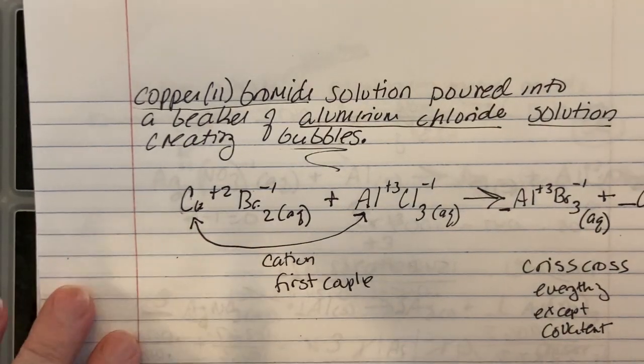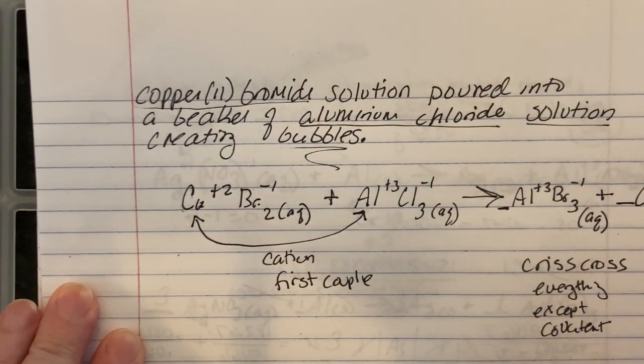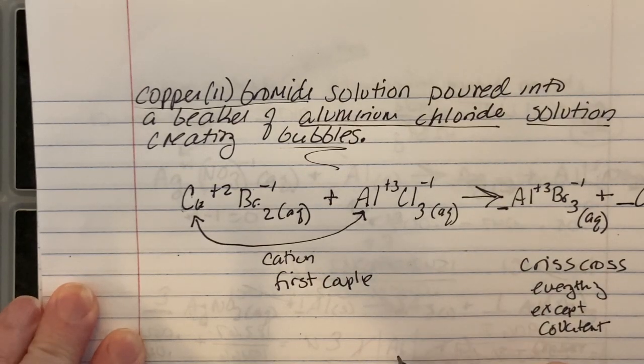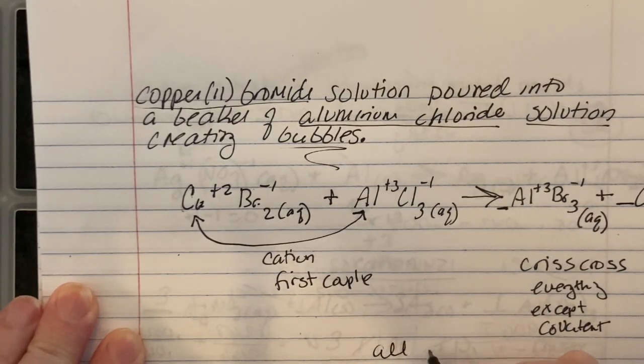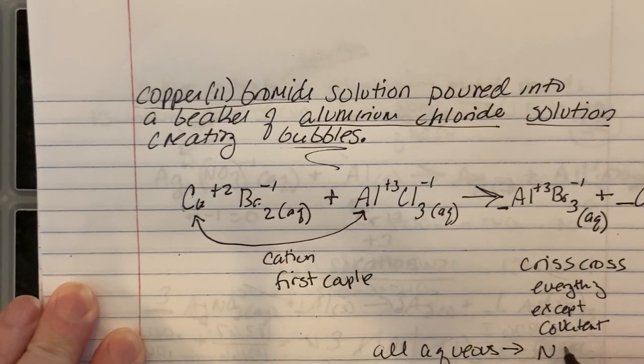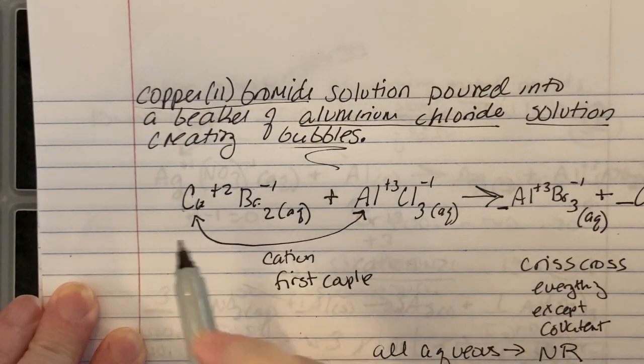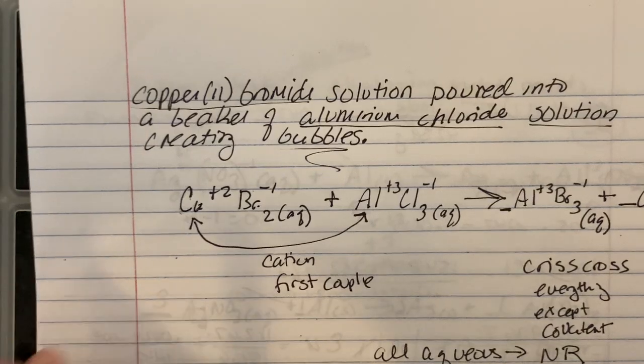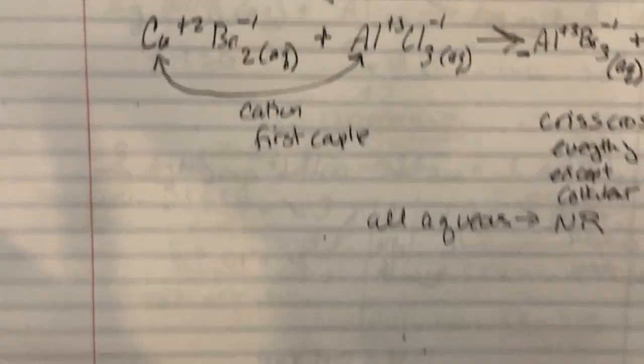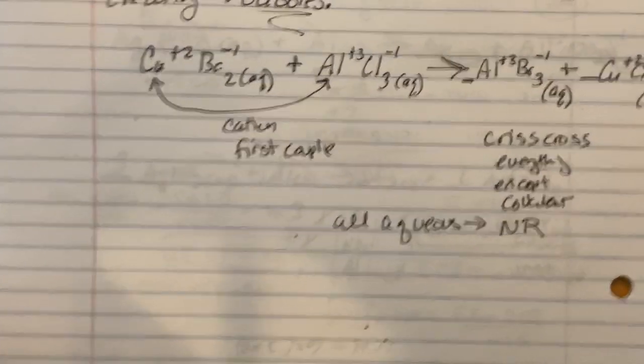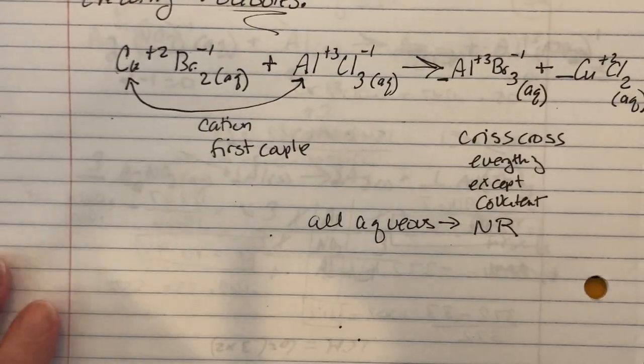Okay, now, you might have noticed that both of these are aqueous, and you might have learned that if we have all aqueous, then there's no reaction, but it still has to show me a balanced chemical reaction. So even if you get that they're all aqueous, still keep going and do a balanced chemical equation.